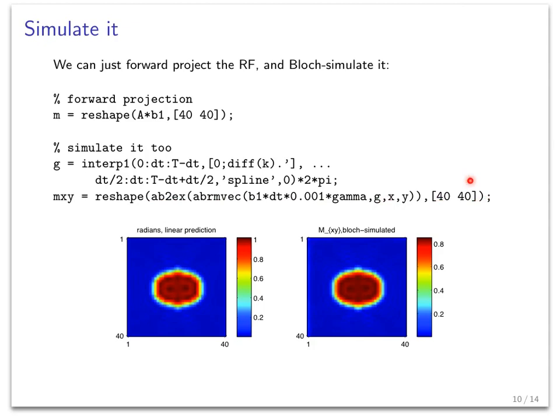And then I reshape that into a 40 by 40 2D image, and that gives me my Mxy that I've bulk simulated. And here are the results that I get. So in radians, this is the linear projection. This is this guy, and this is this guy. We can see that they basically agree. That's all I wanted to show here, that they agree quite well.